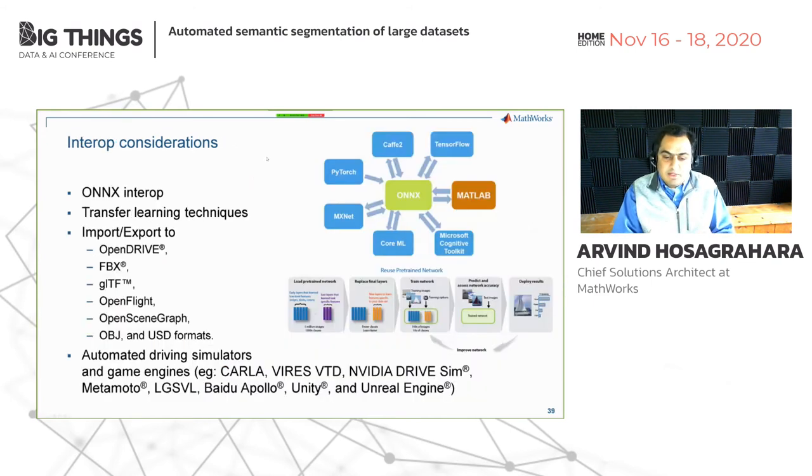The last part is this particular space and the community is evolving so rapidly that it's very important to interoperate. So being able to talk ONNX, to be able to communicate with ONNX standards and leverage transfer learning so that you can ingest the latest model structures, the latest model architectures, from a variety of different technologies and import, export them to standards that are common in the industry. Being able to connect up to automated simulators, being able to build these systems at scale so that they interoperate with the rest of the ecosystem is very important.